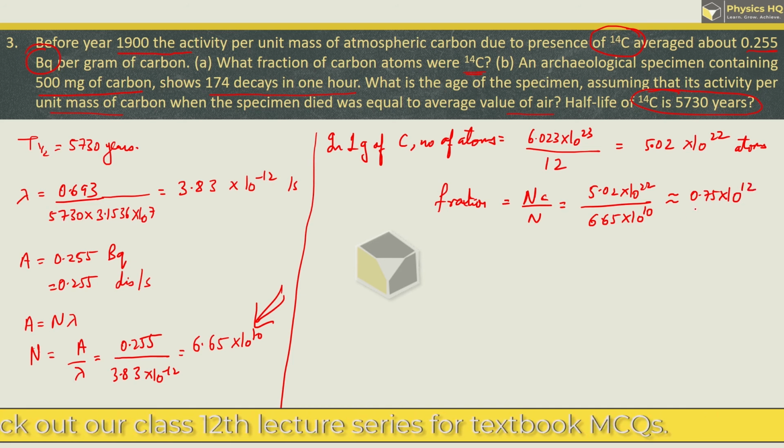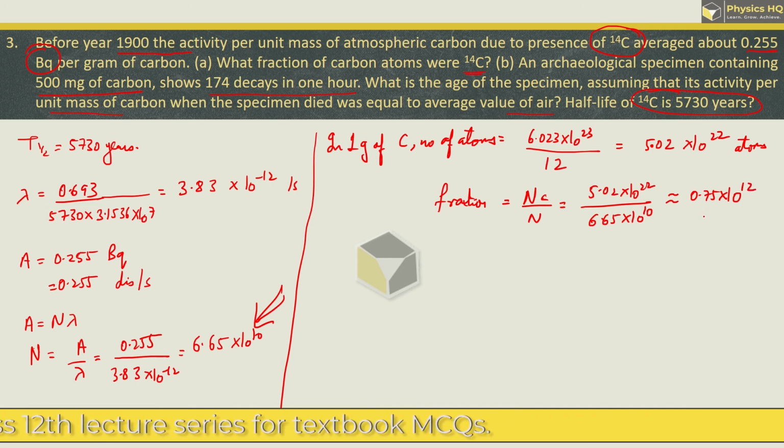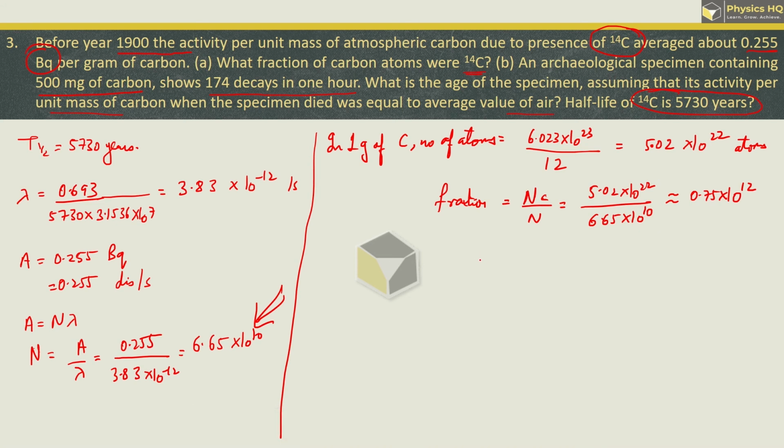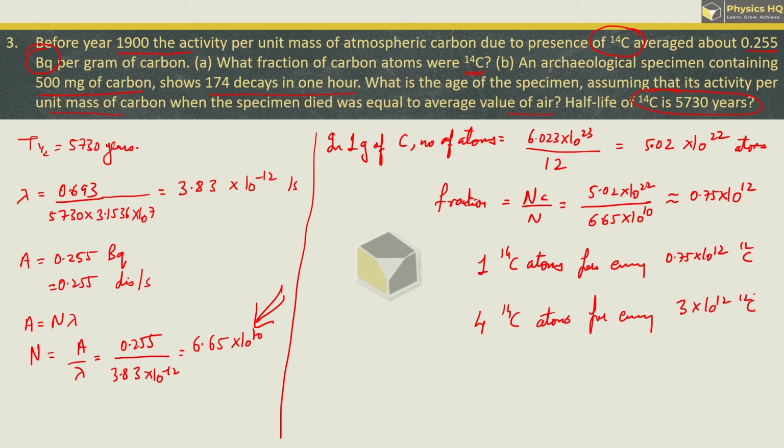So what this tells you is that for every 0.75 into 10 raised to 12 carbon atoms of C12, we got one atom of C14. Okay? So what I mean is there is one C14 atom for every 0.75 into 10 raised to 12 C12 atoms. Now according to the textbook, we can write this as, if we multiply this by 4, we will have 4 C14 atoms for every 3 into 10 raised to 12 C12 carbon atoms.